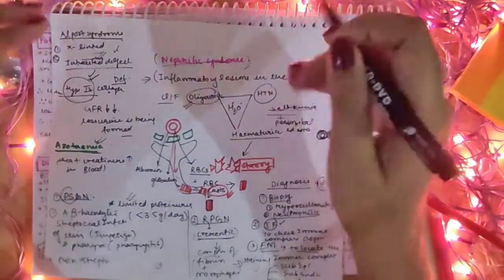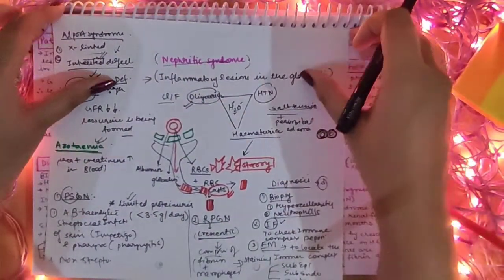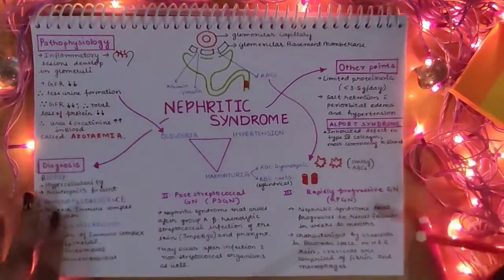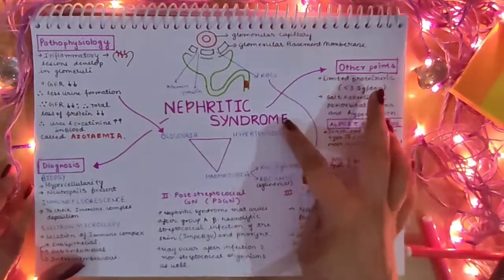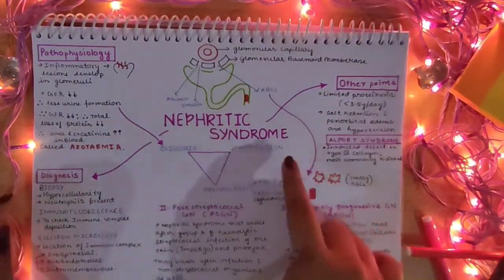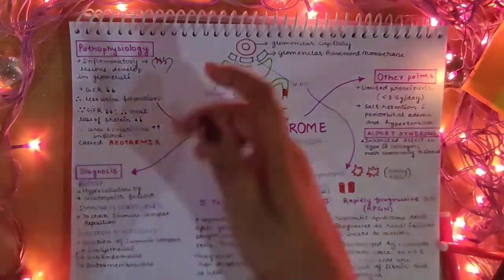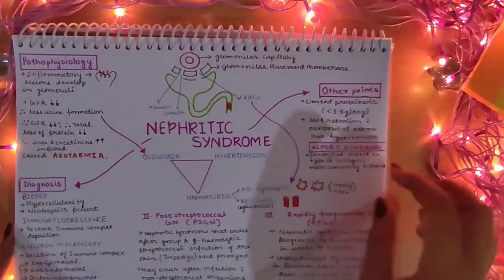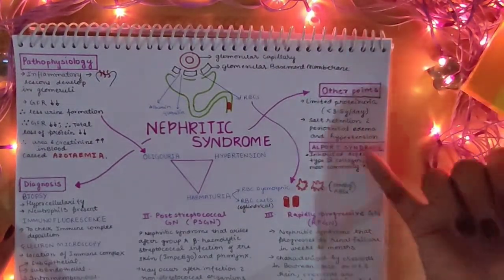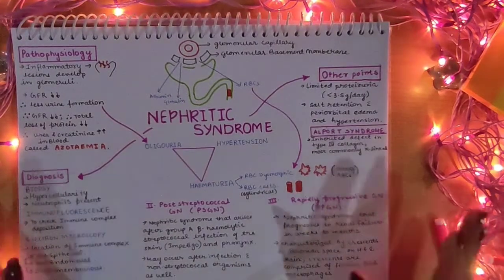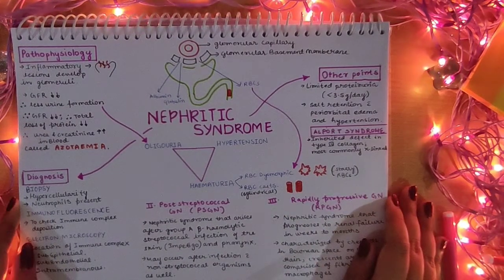So here's an easy understanding of nephritic syndrome. I hope I made myself clear, and this is a clearer picture of my mind map of nephritic syndrome. You can easily see the triangle where I have mentioned the oliguria, hypertension, hematuria, azotemia, pathophysiology. Diagnosis is easily understood, and there are some other points: Alport syndrome, post-streptococcal, and rapidly progressive. So I hope I made myself understood. Thank you very much.